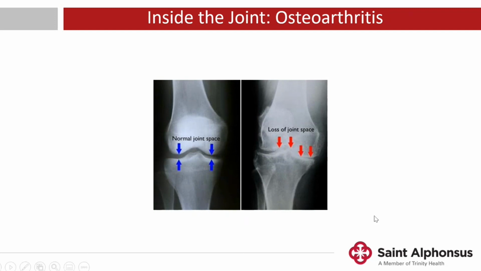The bones are now touching each other. You see these bone spurs or osteophytes here. And you can also see that the bone has become more bright white, right at the border of the joints. That's called sclerosis. That means that the bone that's been exposed from underneath the cartilage has gotten denser and harder in response to that loss of cartilage.